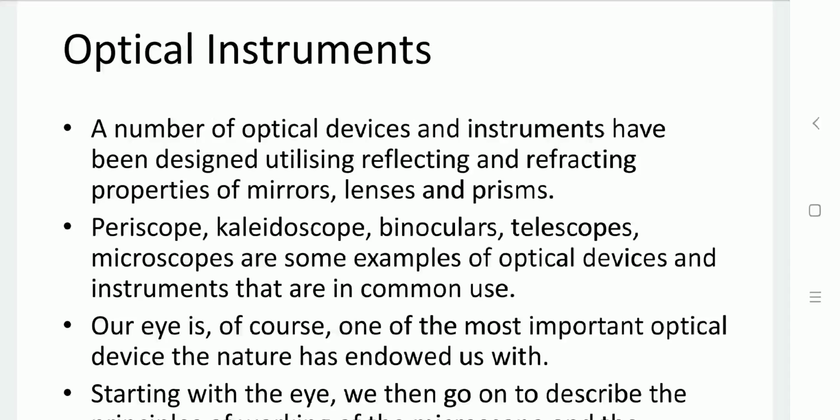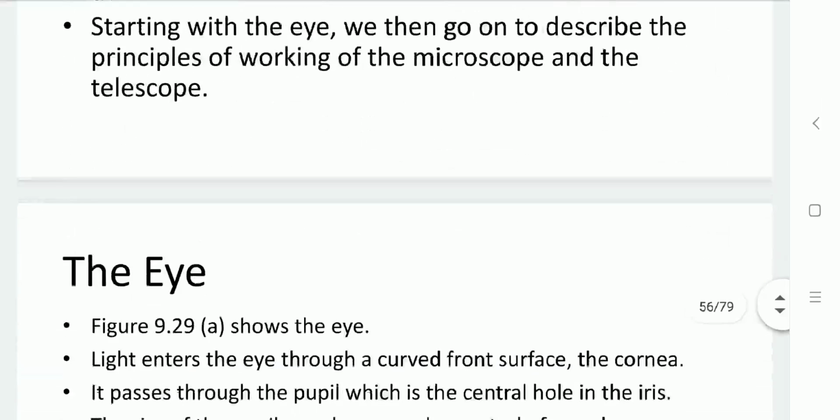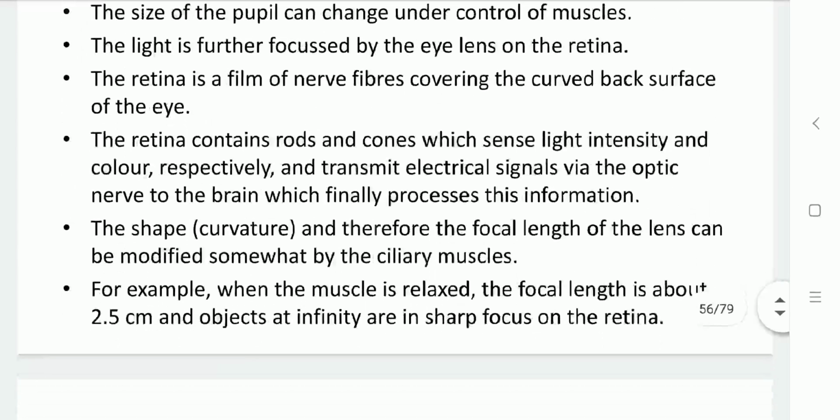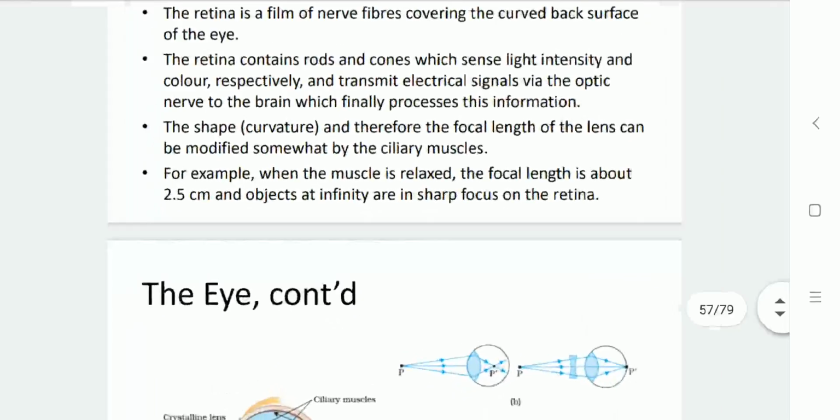But our eye is the most important optical device which is available with us. So let us go through the eye as an optical device first, and then we will study the microscope and telescope. So first focus on the diagram.